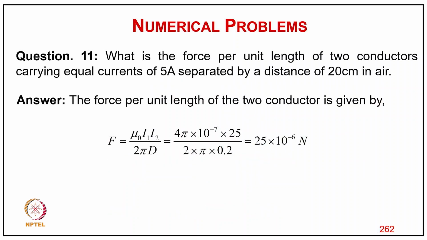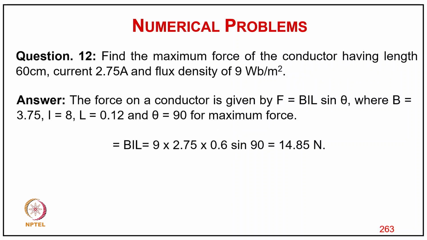The question is, what is the force per unit length of two conductors carrying current of 5 ampere separated by a distance of 20 centimeter in the air? The force per unit length of two conductors is given by F equal to mu 0 I1 I2 upon 2 pi d. That comes 25 into 10 power minus 6 Newton.